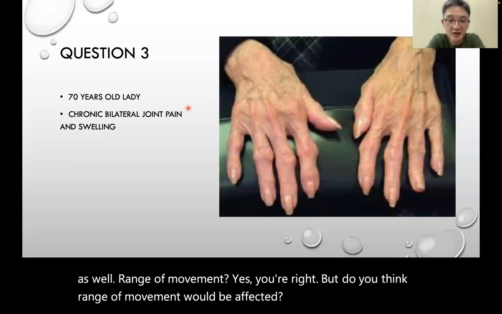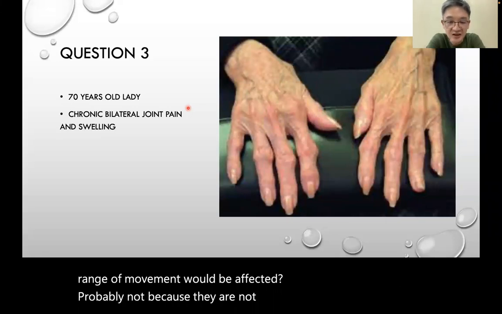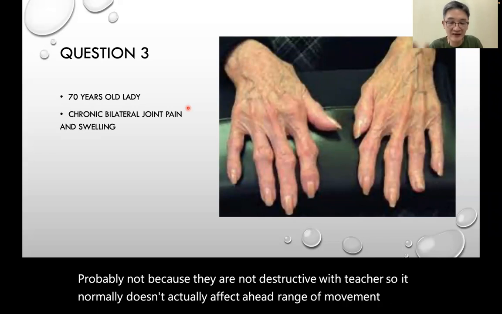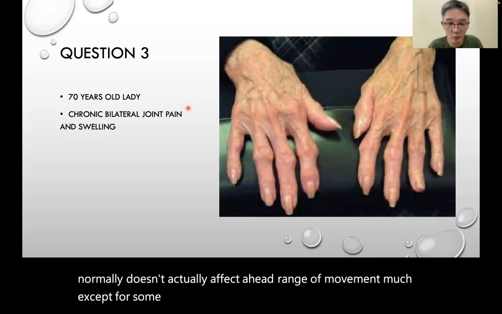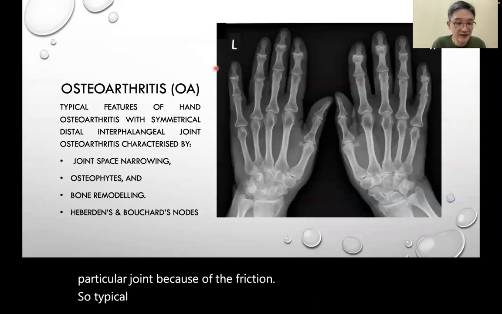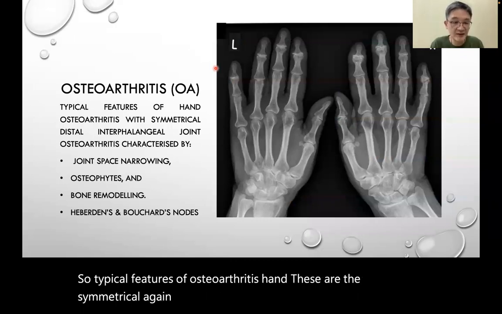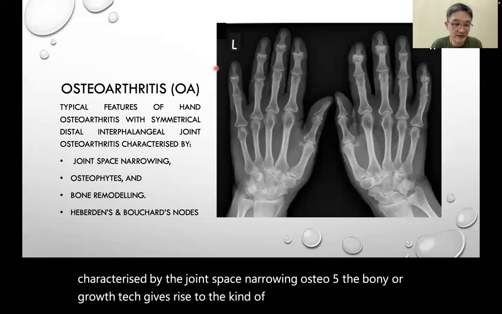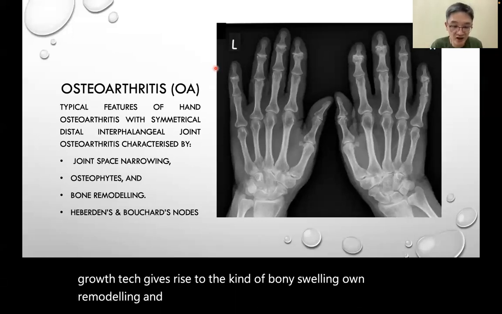Normally not, because they are not destructive in nature, so it normally doesn't affect the range of movement much, except for some discomfort when moving the particular joint because of the friction. So the typical features of osteoarthritis of the hand are symmetrical involvement, again, of the distal interphalangeal joint, characterized by joint space narrowing, osteophytes, the bony overgrowth that gives rise to the bony swelling, bone remodeling, and as mentioned just now, the sharp spurs.